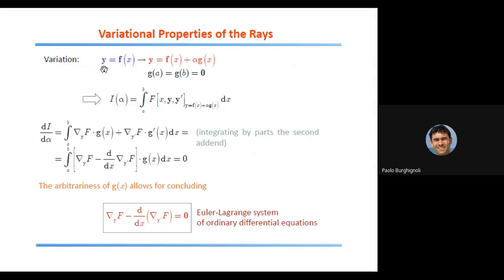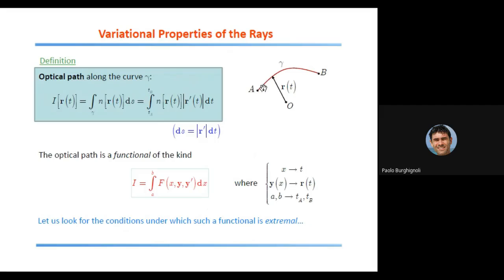And in order to do that, we will make a variation of the function y. For example, we can imagine that our function y is the sum of a given function f plus some multiple of another function g characterized by being equal to 0 at the extremes. So once you do this linear combination, you obtain a variation of your function y, which however still remains always the same at the extremes. So imagine that you are varying your path, however you maintain the endpoints fixed.